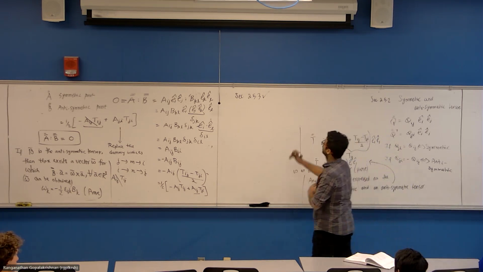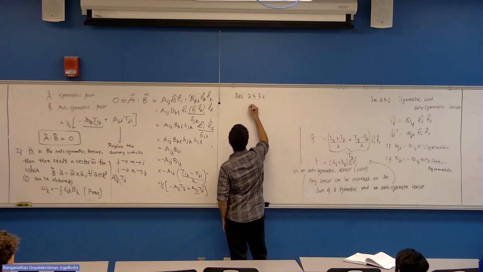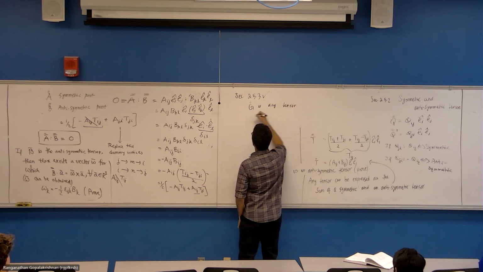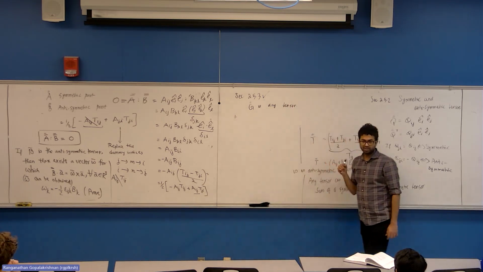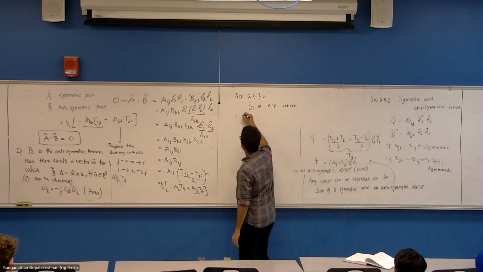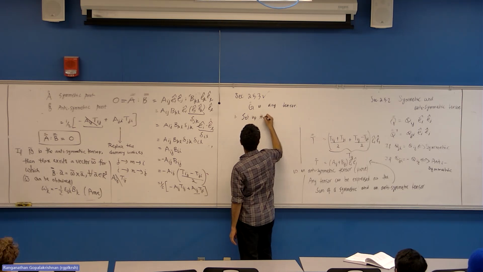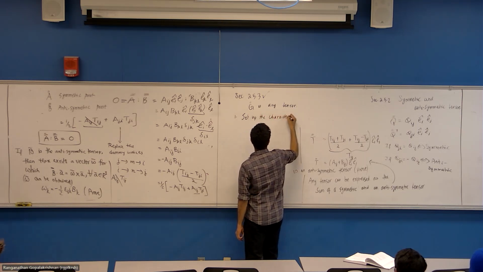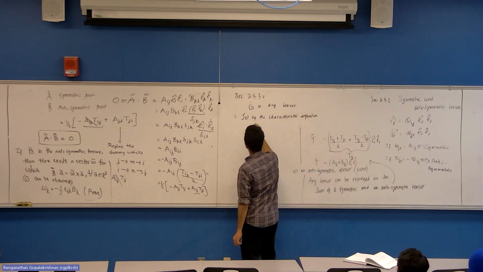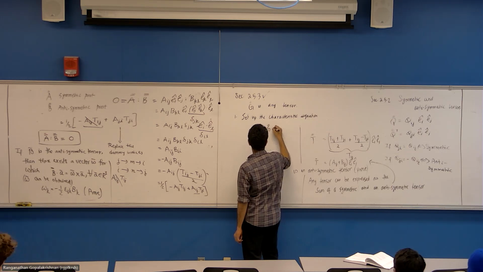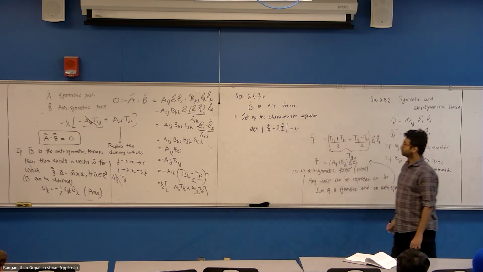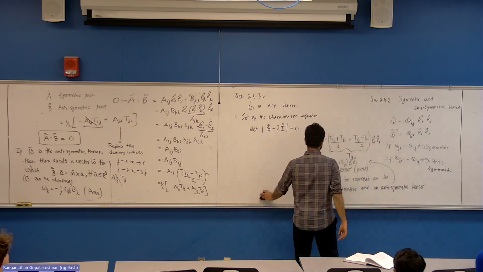So let's say G is any tensor. How do we compute eigenvalues and eigenvectors? Can you tell me the steps? What's the first step? Set up the characteristic equation, which is the determinant of G minus lambda I equal to 0. Set up the characteristic equation.